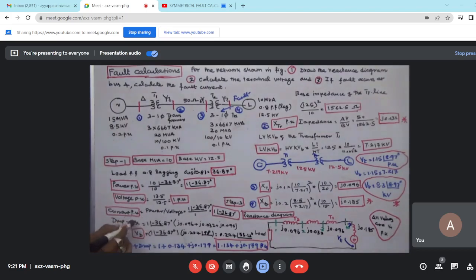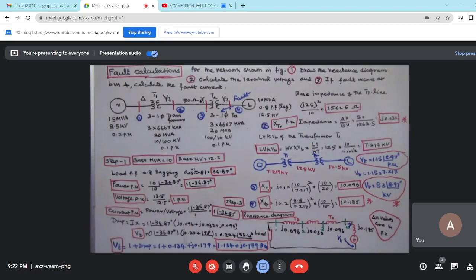I have to calculate the value of X. X is equal to j0.096 plus j0.032 plus j0.096. X is equal to j0.224 angle 90 degrees. I is equal to 1 angle minus 36.87 degrees. I into X, voltage drop is equal to 0.224 angle 53.13 degrees. This is in polar form. In rectangular form, 0.134 plus j0.179.